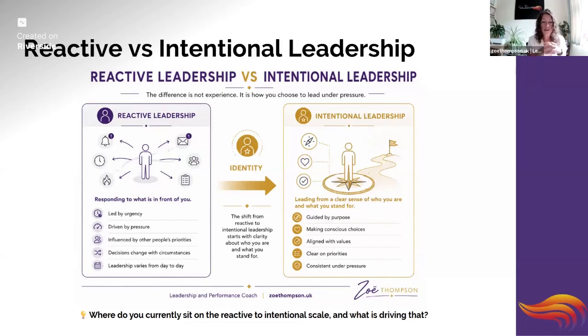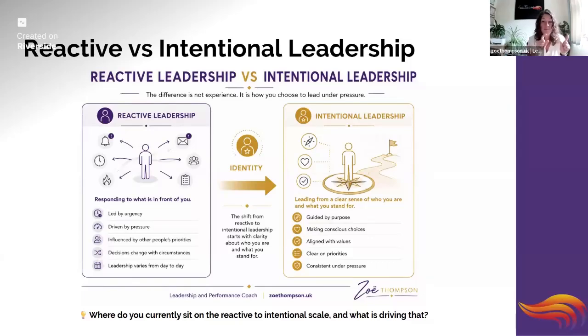They know who you are. They know what is important. They know how you are going to show up. They know what it is like to work with you under your leadership. It's not different from week to week. It's not different from day to day. More consistent, more intentional, and you're leading with purpose.